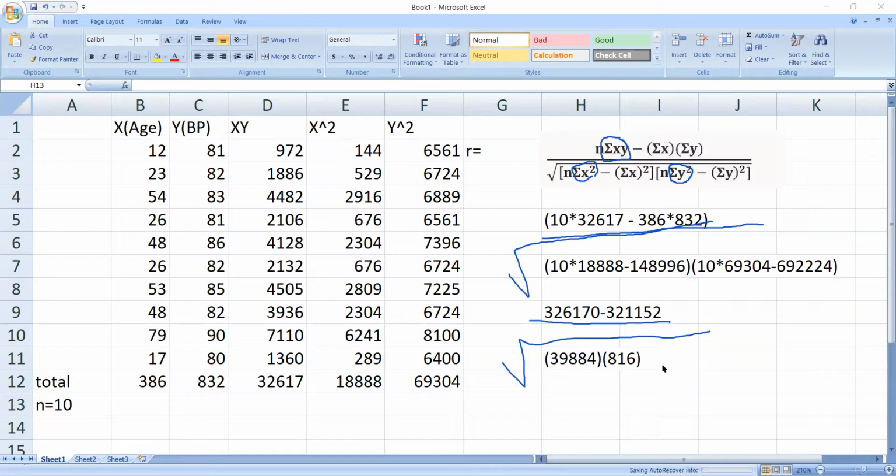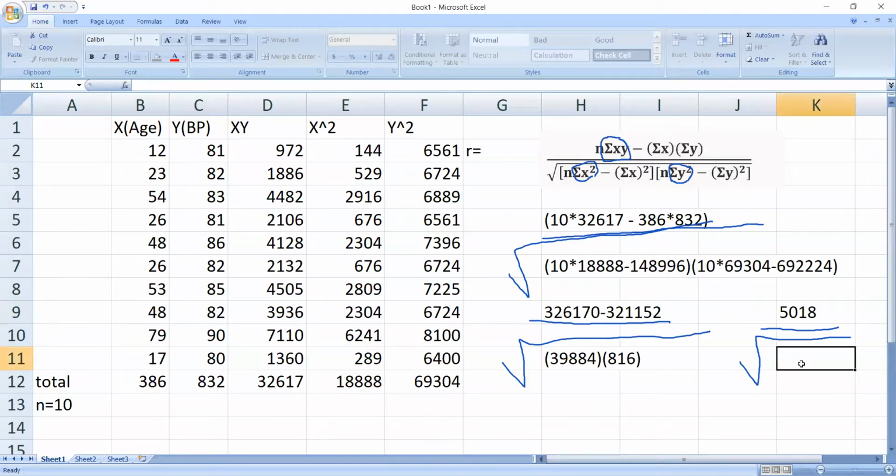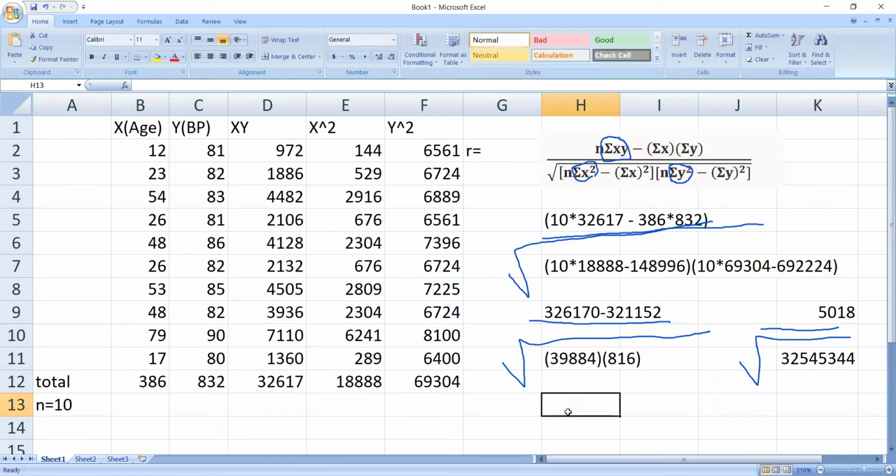So coming to the numerator difference, 326170 minus 321152 is producing 5018. And in the denominator, you have 39884 into 816, which produces some number, 32 lakh and so on. I have to take the square root of that and then divide it by that. I'll have 2545344. And when I take the square root, I will get 5000.